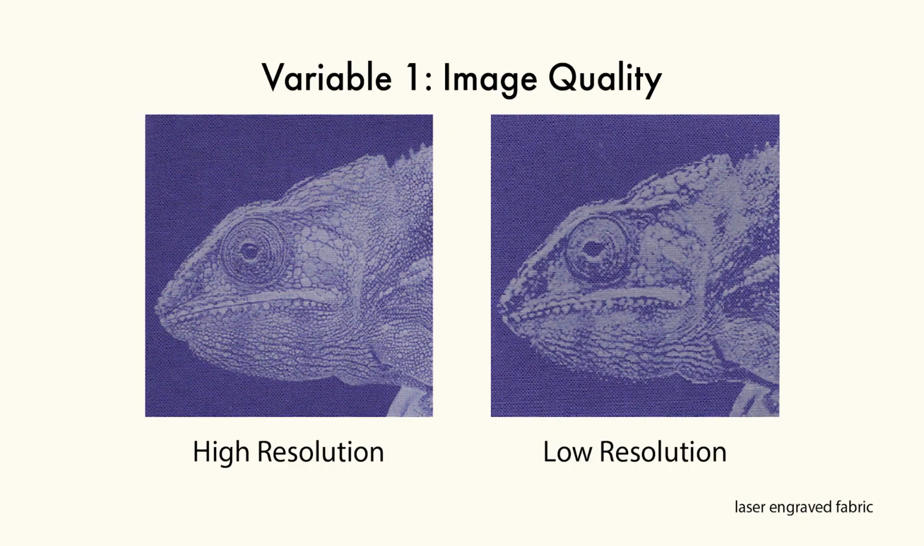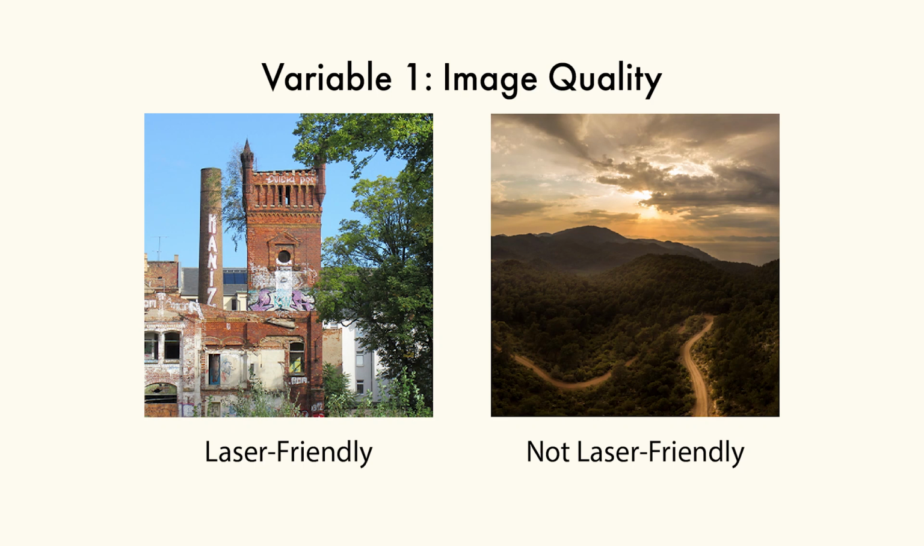Variable 1, image quality. This includes the resolution of the image, its size, or pixel dimensions, and the visual qualities, such as contrast, clarity, and the value range. Just because you like an image doesn't mean it's going to photo engrave well. Photos that are laser friendly contain a range of values and colors. They're not too light and they're not too dark.